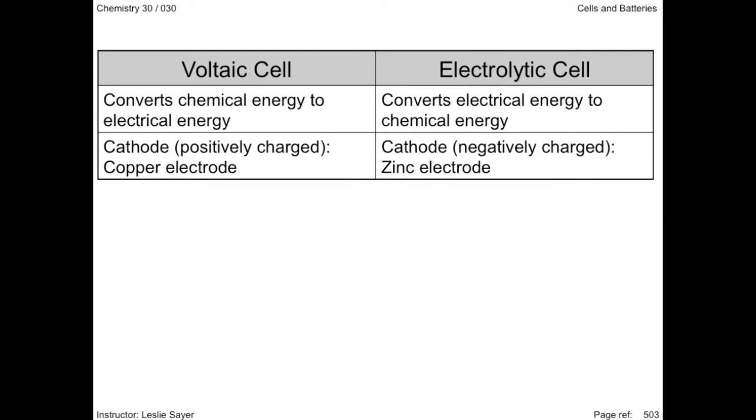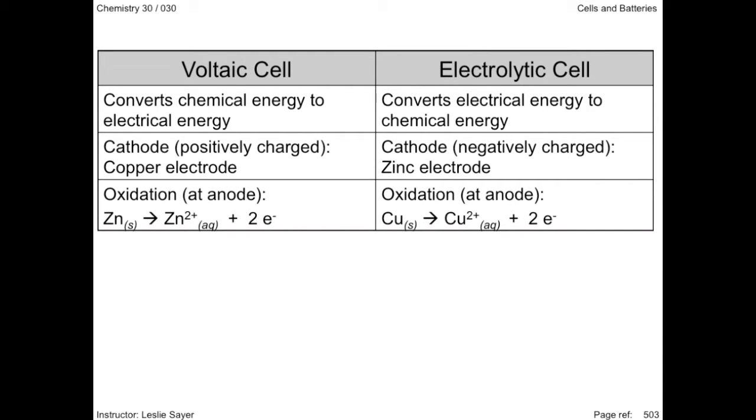The cathode is positively charged in the voltaic cell and negative in the electrolytic cell. To limit repetition, I didn't write it, but you could also add, if you wish, that the anode in the voltaic cell is negatively charged and the electrolytic cell, the anode, is positively charged. The oxidation half reactions at the anodes show electrons being lost from zinc in the voltaic cell and copper in the electrolytic cell.